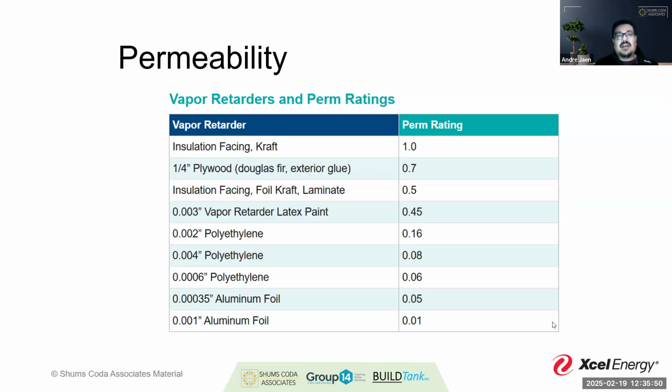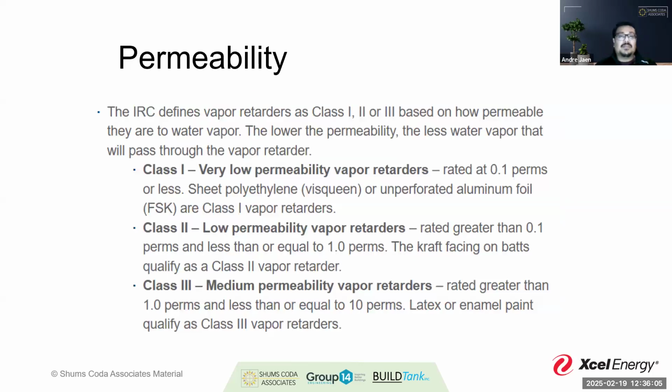And then we can see that we have a number of other things like latex paint and things like that that are contributing to giving us the perm rating that we're after. But this is where aligning with our insulation is really important because we have air impermeable insulations. Not all are, and we're going to talk about that a little bit.